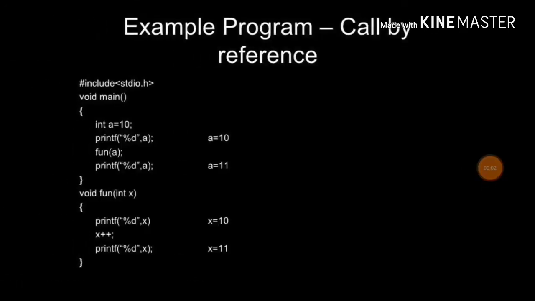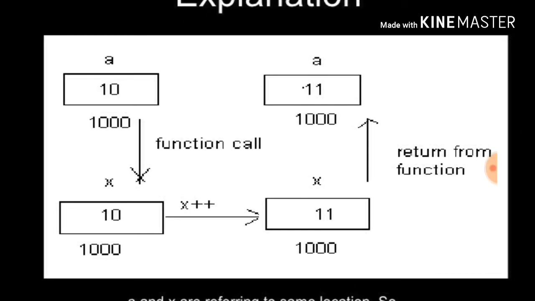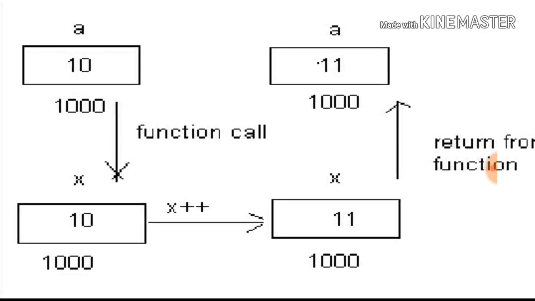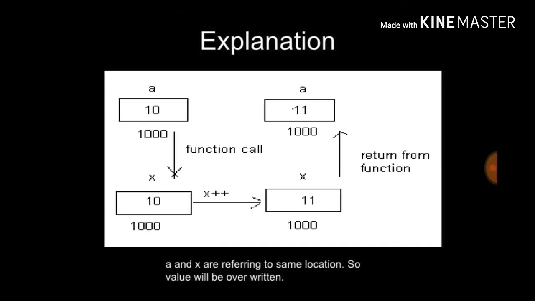Now let's see a similar example of call by reference, but here we have passed the address of a instead of a in integer x. Now, as the address of a and x are the same, the increment operation that was applied on x incremented the value of a also. So when we printed the value of a and x, both were 11.